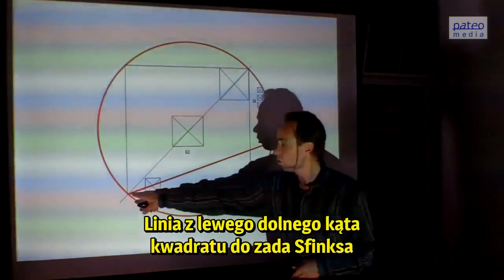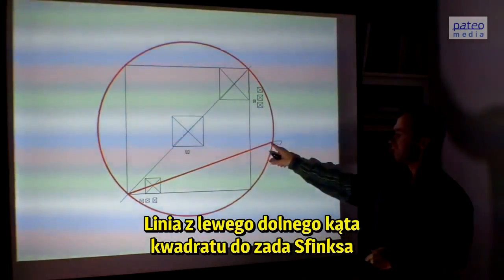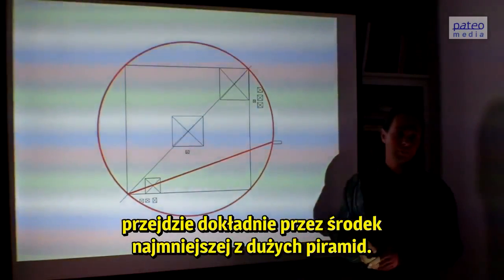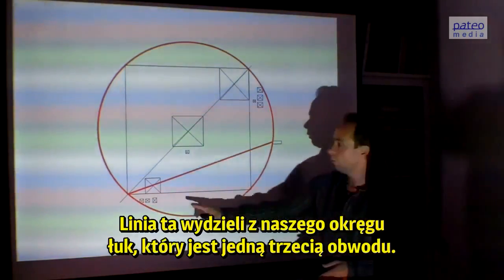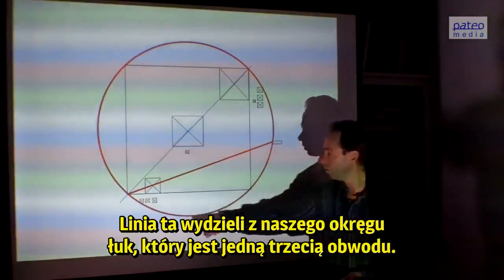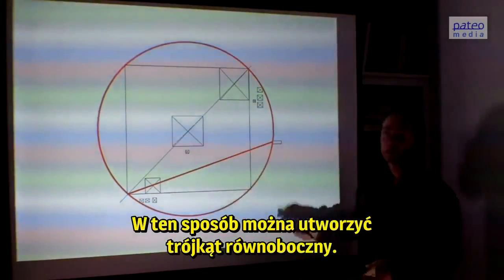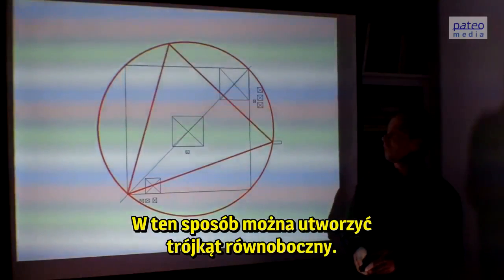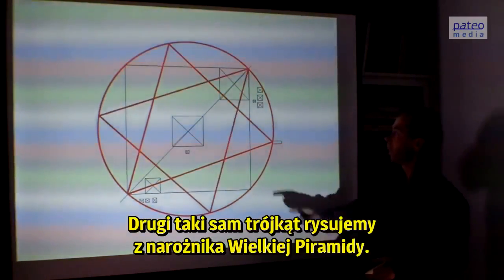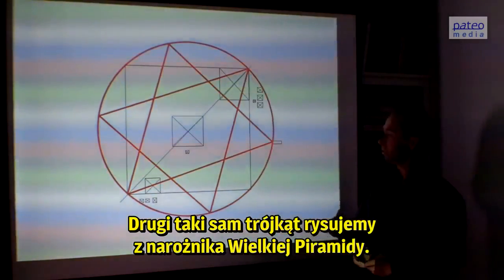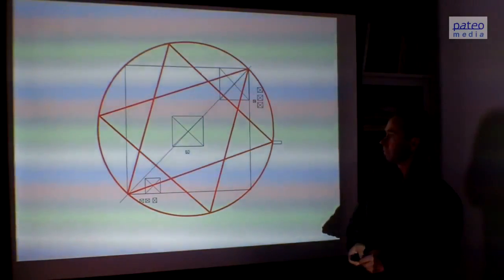When we draw a line from this corner to the bottom of the Sphinx, it goes straight to the middle of the lowest, bigger pyramid. By doing so, we divide the full circle into 1/3 and the other one is 2/3. So that means that this is a side of a perfect triangle. Here we see it. And the other perfect triangle starts in the top pyramid in the northeast corner of the biggest pyramid, of the Great Pyramid.